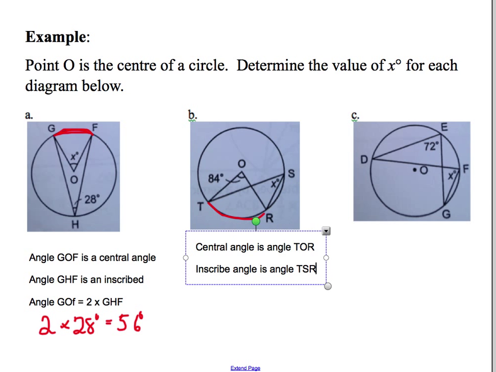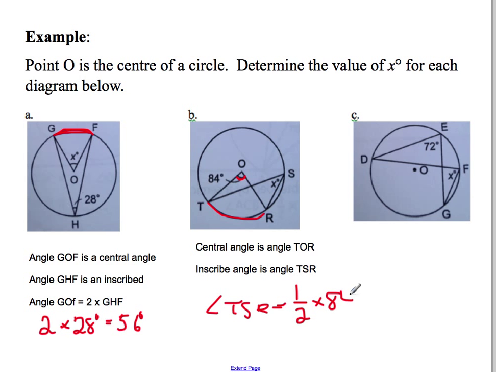I know that there's a 2-to-1 relationship. I know that this one's twice as much as that. So angle TSR has to be half of 84. So half of 84 degrees is 42.